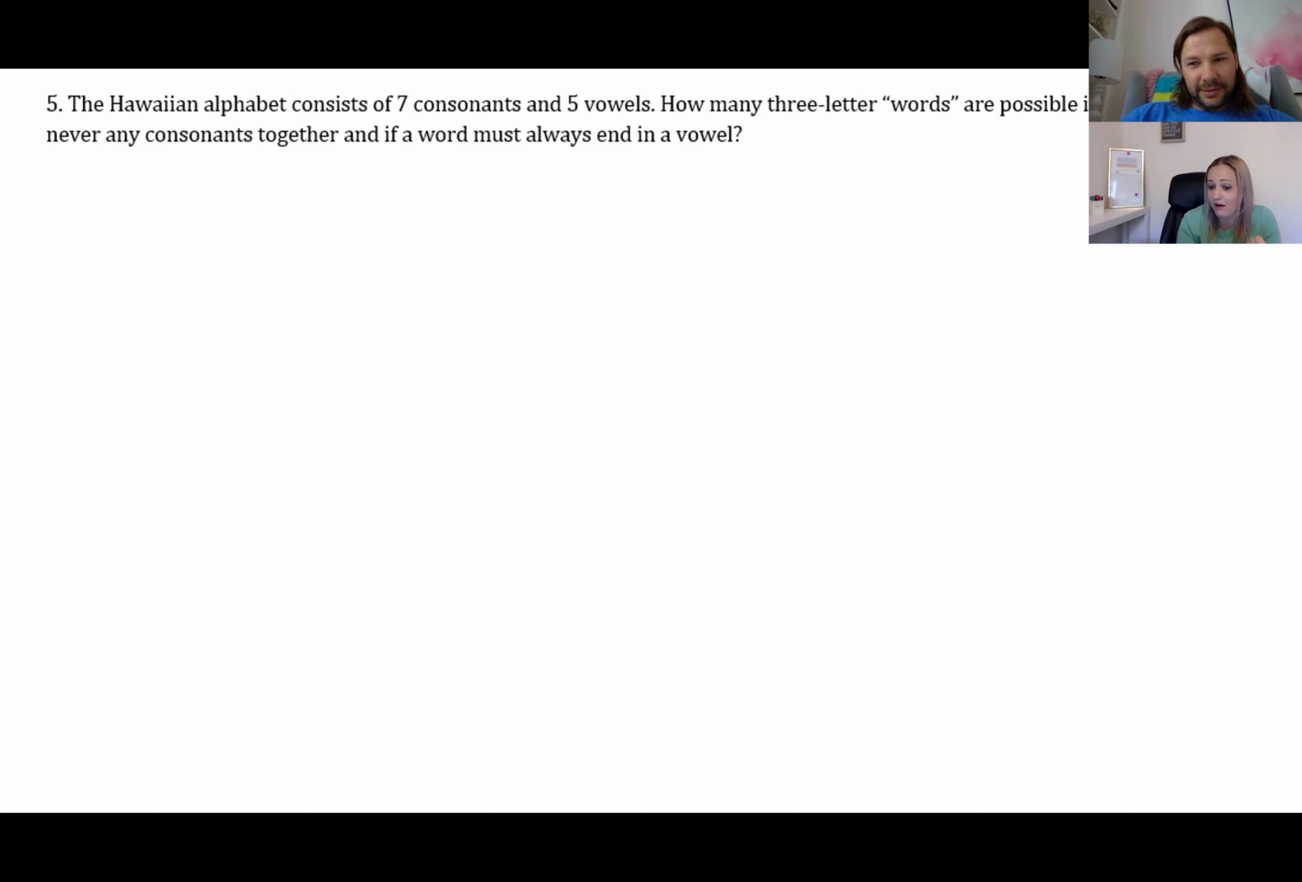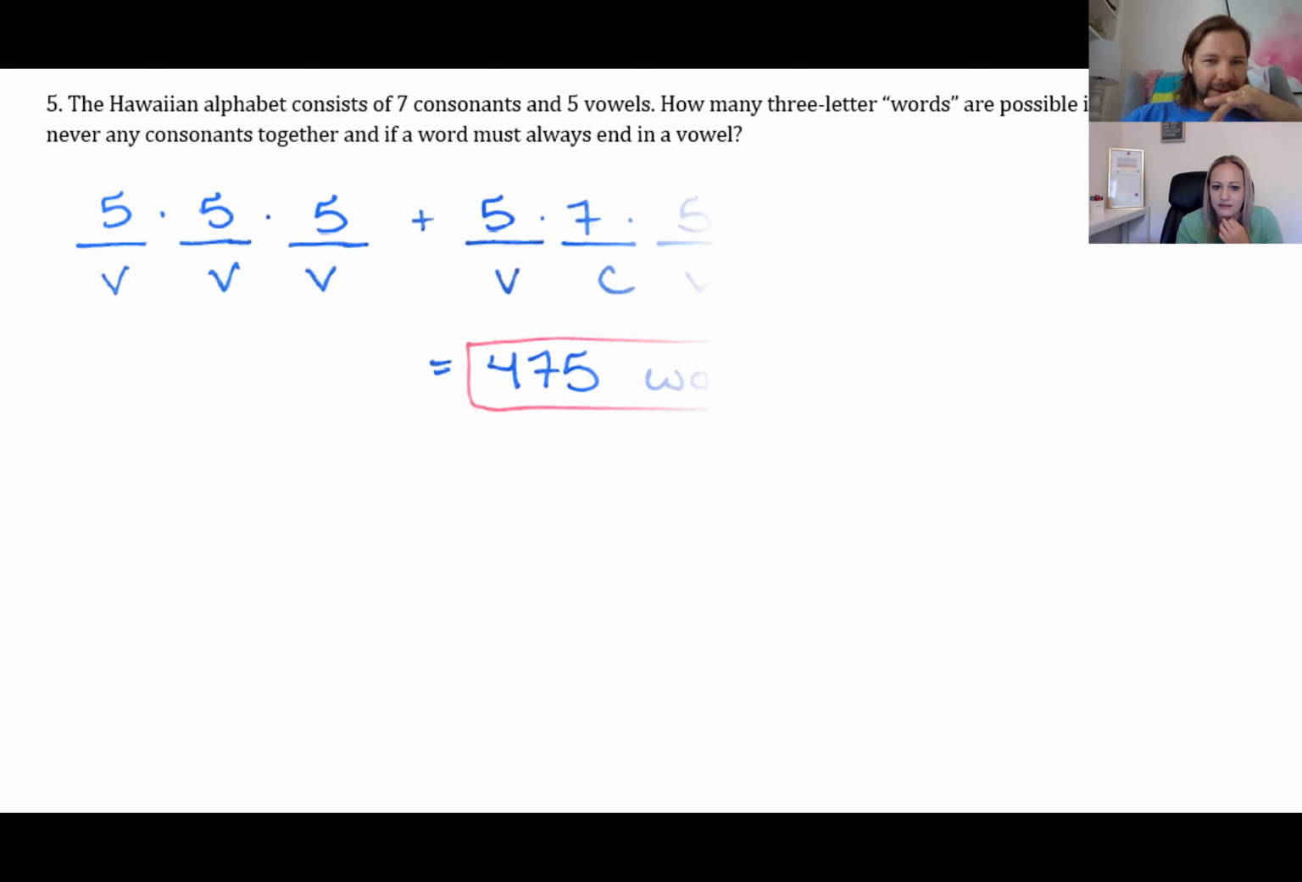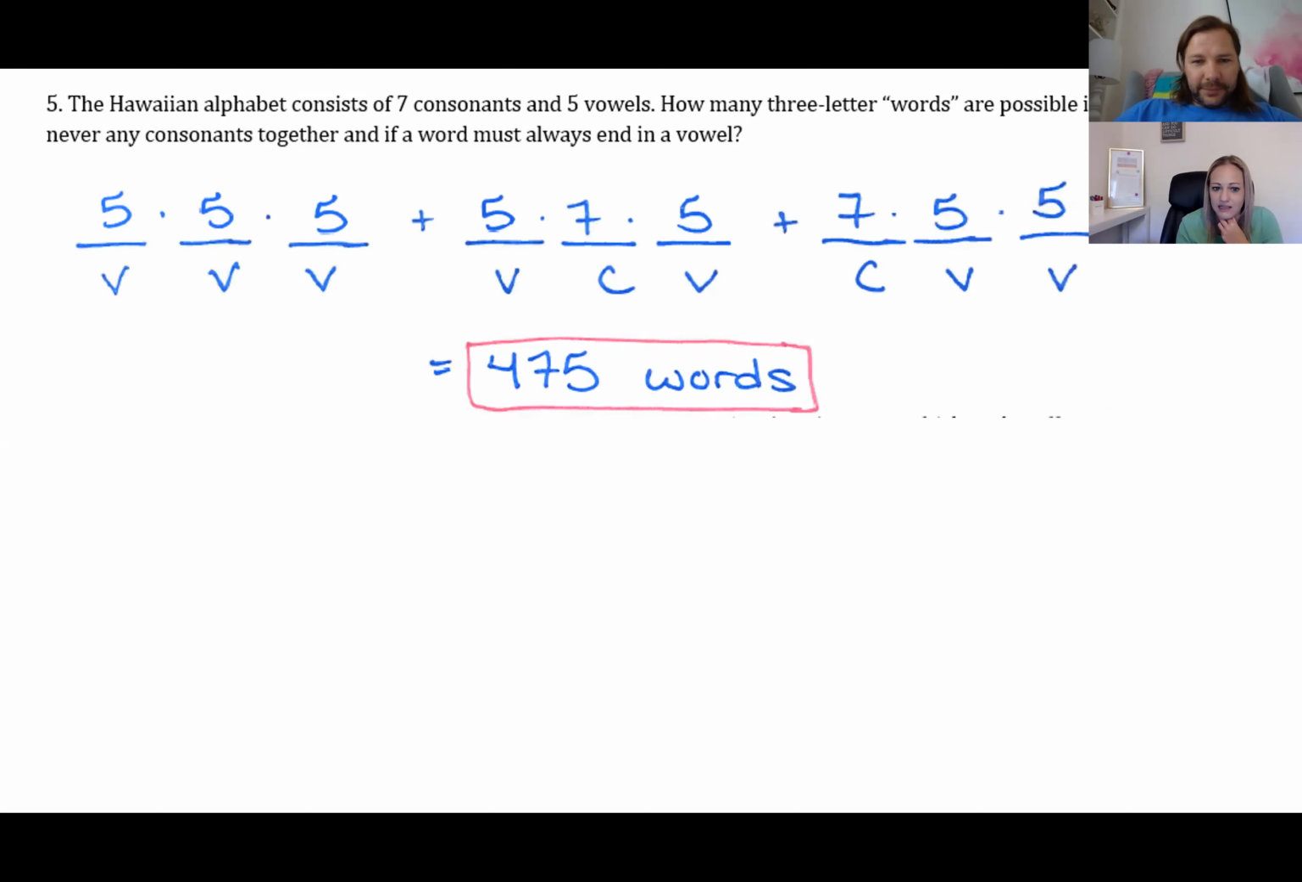Okay, so you could have vowel, consonant, vowel, or consonant, vowel, vowel. Right, and that's it. Is there any other option? Well, it says it must always end in a vowel, right? Okay. Does it say that there has to be a consonant? Oh, so you go vowel, vowel, vowel? Yeah, so there's actually like 3 different arrangements, I guess you could say. You add up each one of those possibilities.